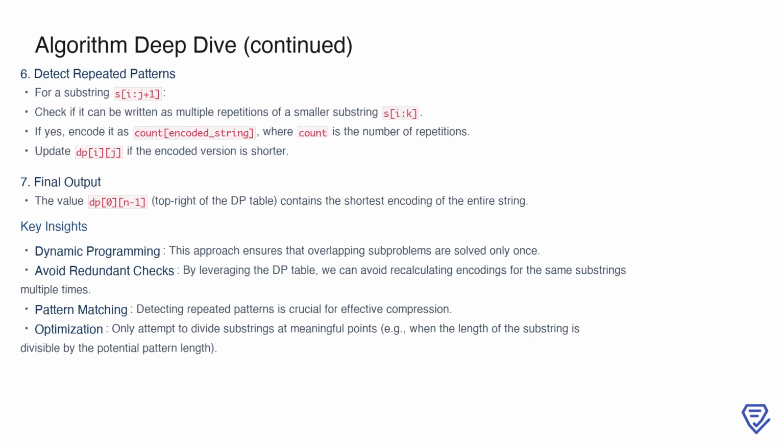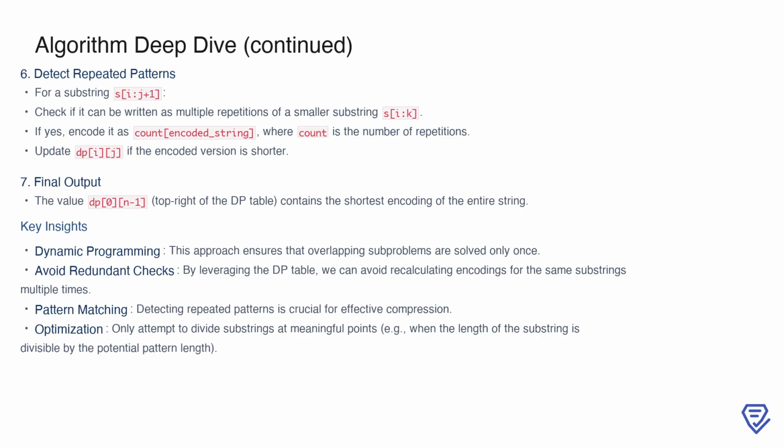This algorithm is built upon a few key insights. First, dynamic programming allows us to break the problem into smaller subproblems and combine their results efficiently. By storing intermediate solutions in the dp table, we avoid redundant computations. Second, recognizing repeating patterns in substrings is critical for compression. For example, the substring ababab can be represented as 3[ab], which is much shorter. Finally, this approach prioritizes efficiency by systematically exploring only the necessary combinations instead of brute-forcing all possibilities.